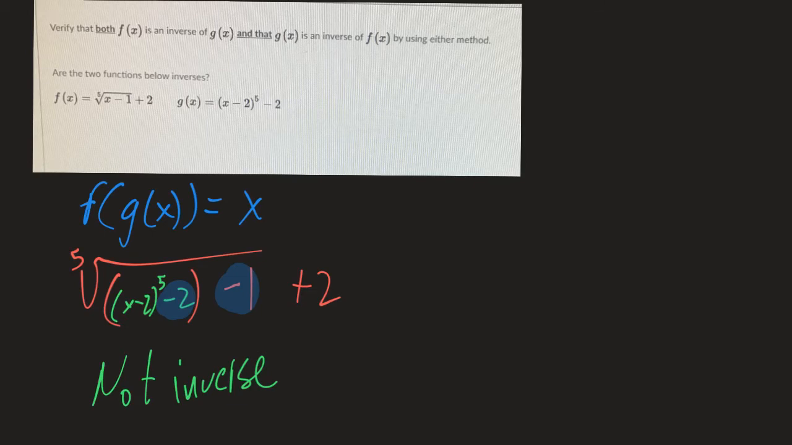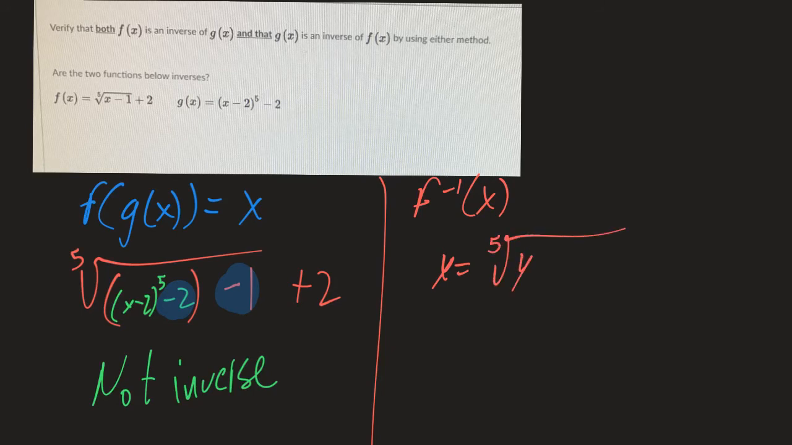Now, what if we tried the other method where we actually found the inverse? So let's find f inverse based on this. Here we go, we switch x and y. So x equals the fifth root of y minus 1 plus 2 outside. Let's get that y by itself. I'm going to start by moving this 2 over. Subtract 2. We get x minus 2 is the fifth root of y minus 1.